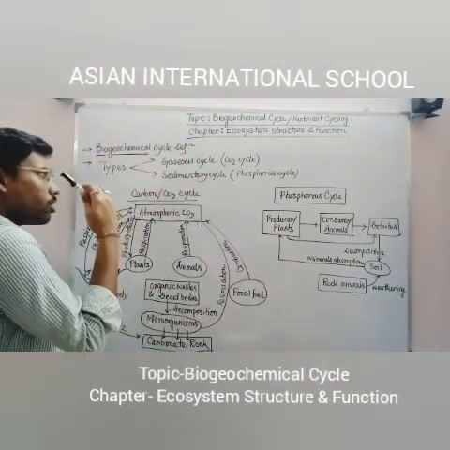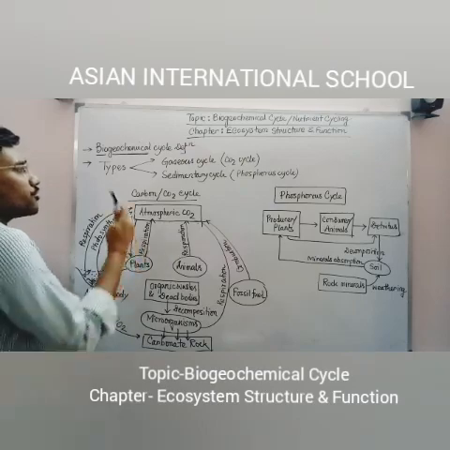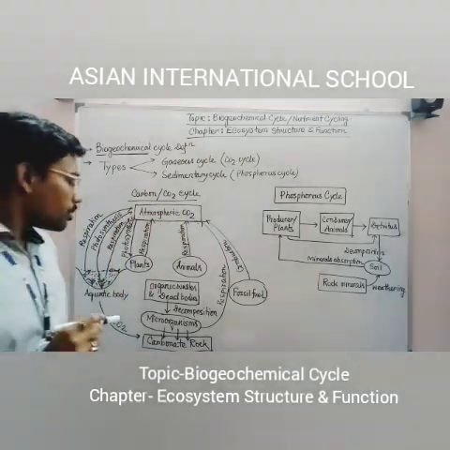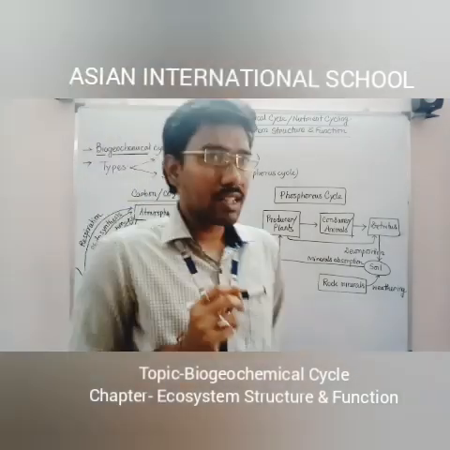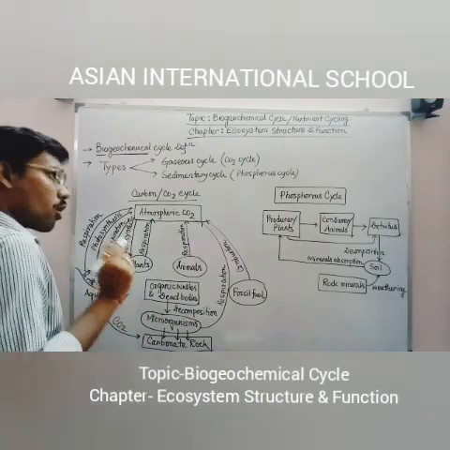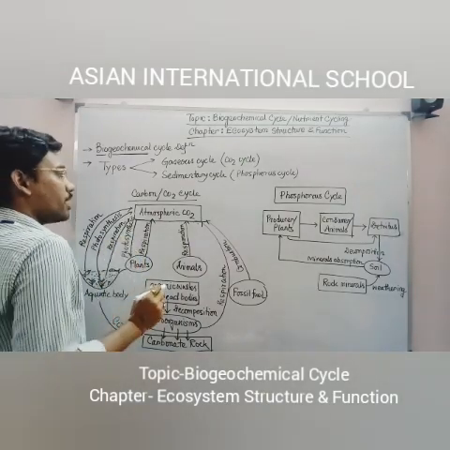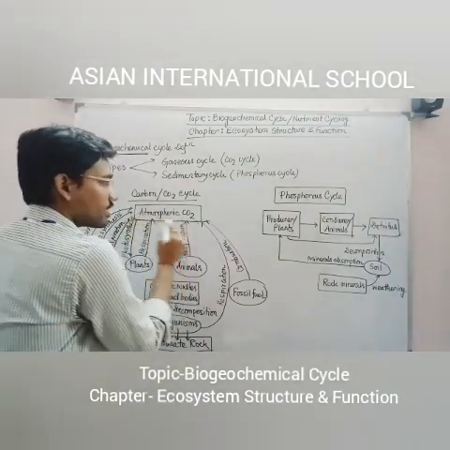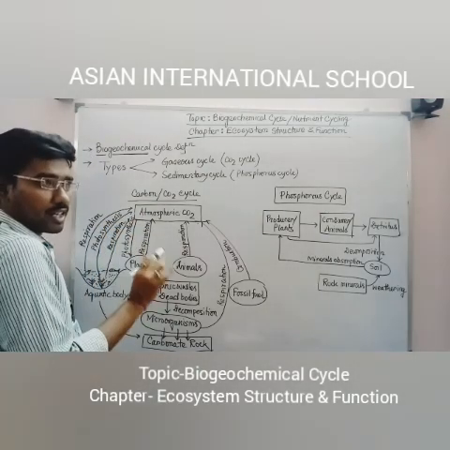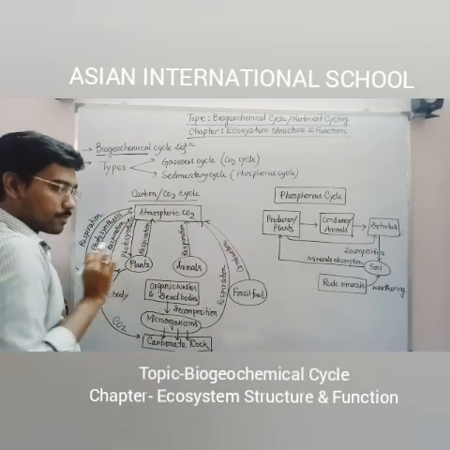Clear? So now we will start the first biogeochemical cycle, the carbon cycle or carbon dioxide cycle. When we start this cycle, keep in mind how to represent it. First of all, when we start drawing this cycle, initially we will write atmospheric carbon dioxide at the top. Clear? That means the carbon dioxide which is available in the atmosphere. For making us understand, we are just writing this.